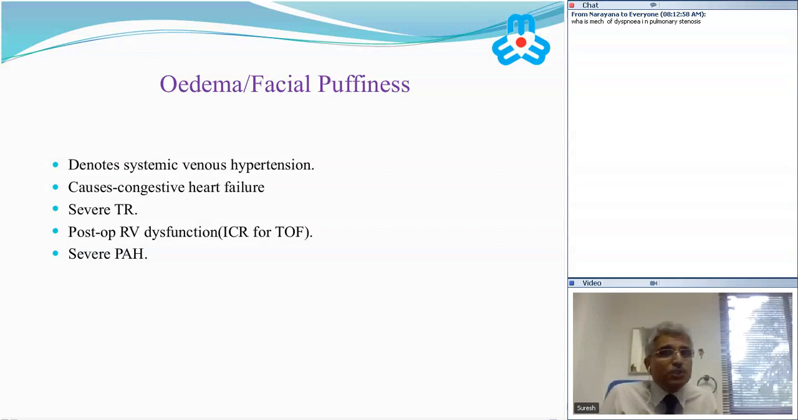So the cause of edema and facial puffiness is congestive heart failure. Severe tricuspid regurgitation may occur with postoperative right ventricular dysfunction, like after intracardiac repair for tetralogy, or severe pulmonary arterial hypertension and tricuspid regurgitation may be a cause.